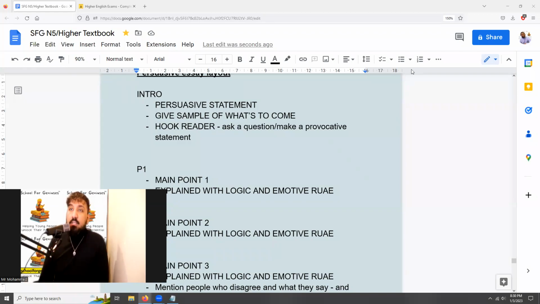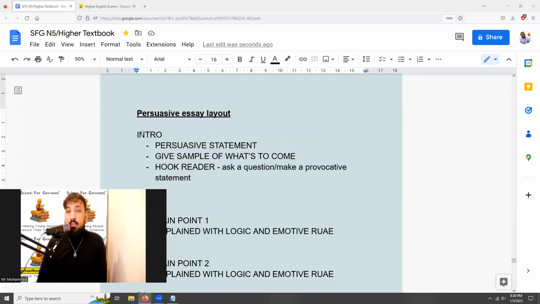Okay, so the next thing we're going to do is look at the actual persuasive essay itself, in terms of the layout of your persuasive essay. The persuasive essay is very similar to the critical essay in the way it looks. It's only slightly different in that each part of the essay does a specific thing.